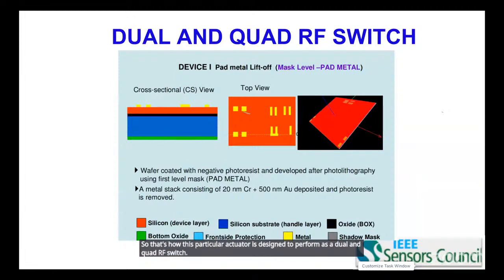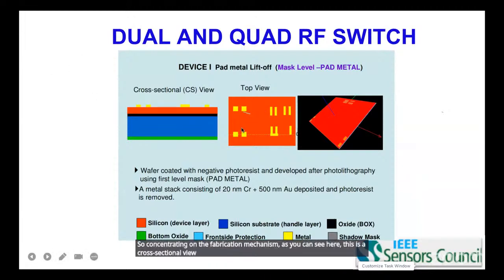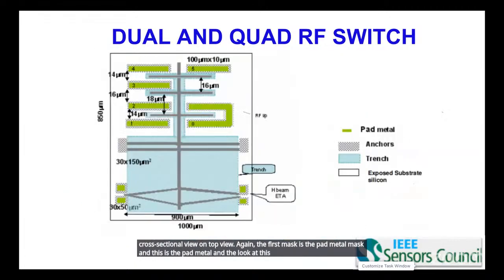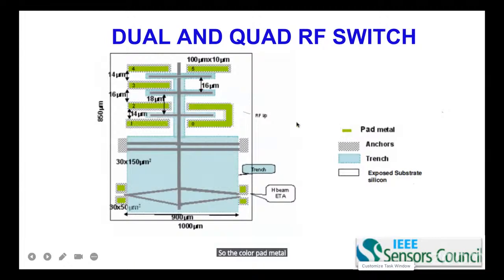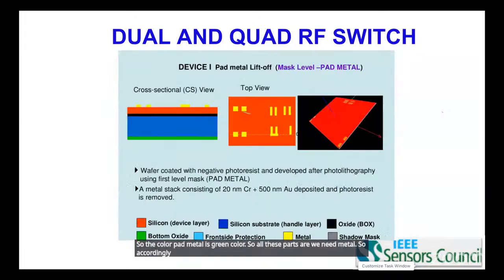So concentrating on the fabrication mechanism, as you can see here, this is a cross-sectional view and top view. Again, the first mask is the pad metal mask, and this is the pad metal. And look at this, we need metal in all these parts. The color of the pad metal is green. So accordingly, the pad mask is designed in such a way that the pad metal is placed.